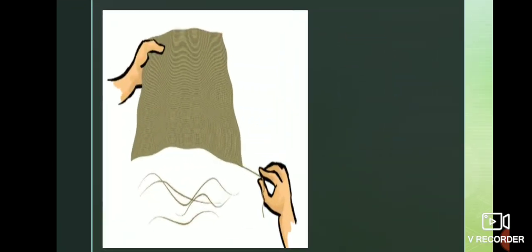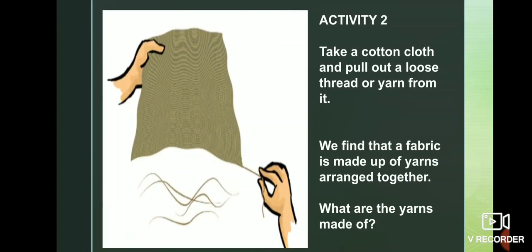And here is another activity. Take a cotton cloth and pull out a loose thread or yarn from it. We find that a fabric is made up of yarns arranged together. So we can say fabric is made up of yarns arranged together in horizontal and vertical fashion. Okay. And what are the yarns made of?